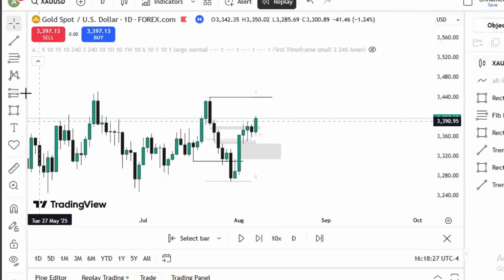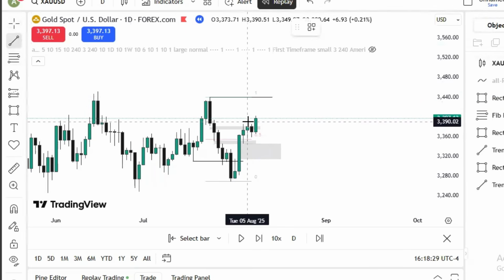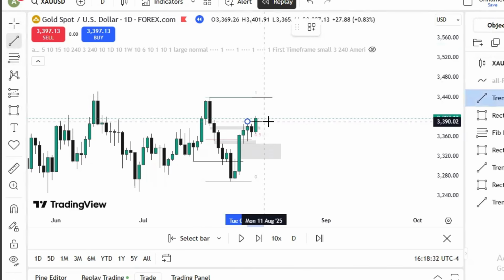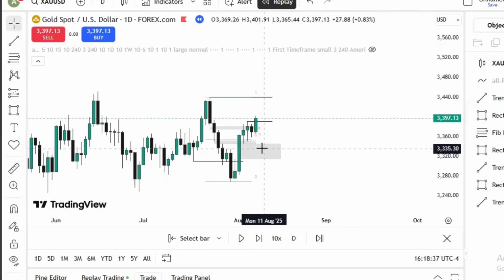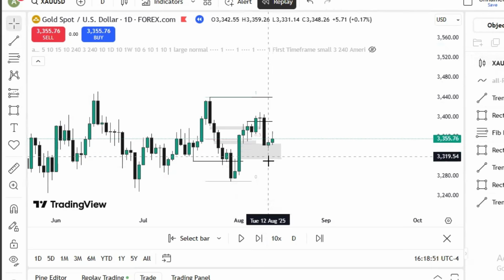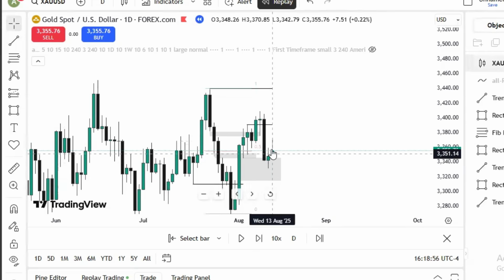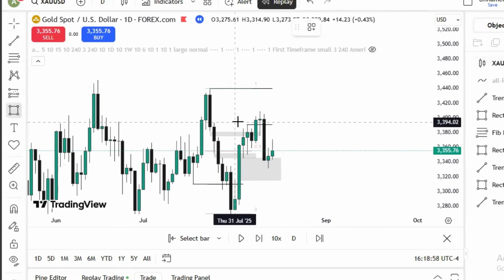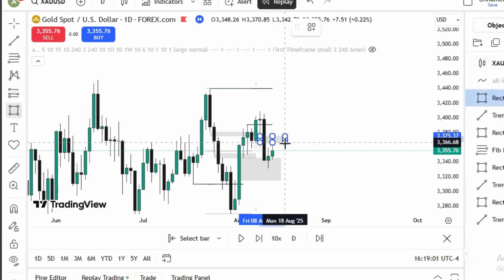Now, if we look at the market, what has happened? We could see that the market has taken external range liquidity over here. So now that the market has taken external range liquidity, it is likely to come for this internal range liquidity. So let's see if the market will come for that internal range liquidity. So you could see that the market came for this internal range liquidity. And now that the market has come to this internal range liquidity, the market has also left a bearish fair value gap over here that can affect the movement of price.